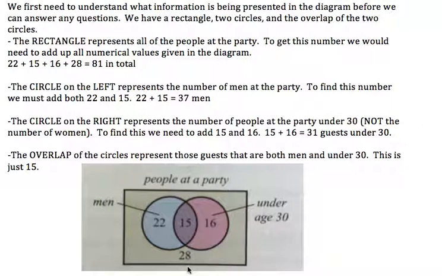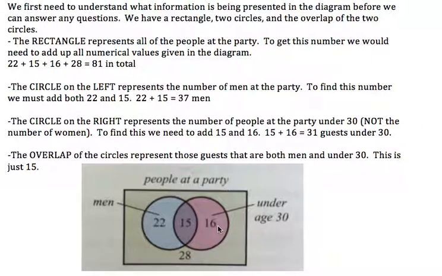So now you start to ask the question of what does 28 represent, what does 22 represent, and what does 16? So we just start slowly. This circle represents men, so these 22 must be men. But since they're not in the overlap, they are not under the age of 30. So there are 22 men that are over the age of 30.